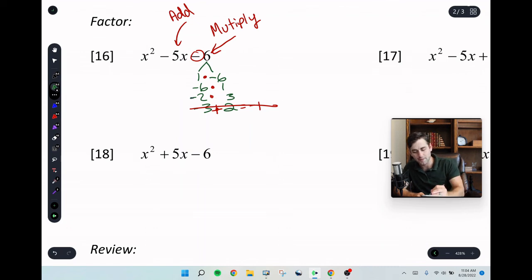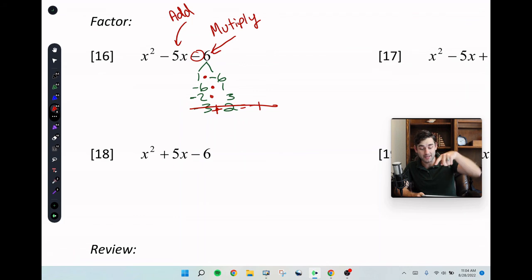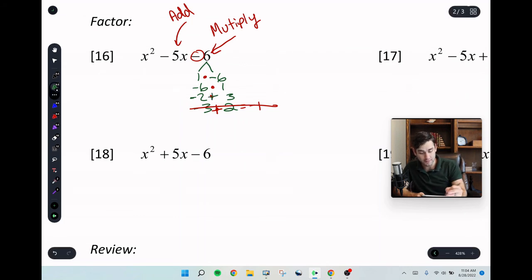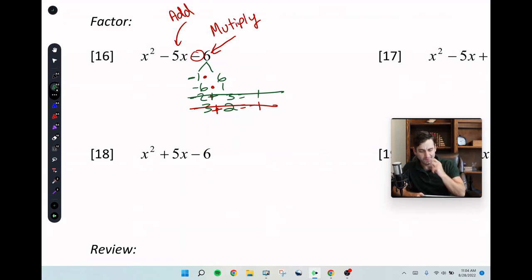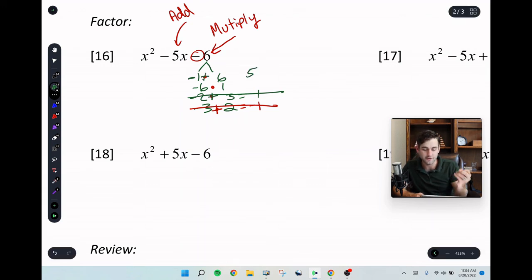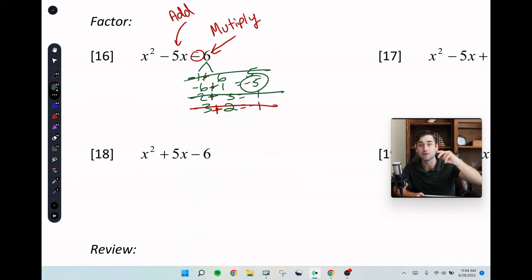There you go. 3 minus 2. If we add those together, that gets us 1. Nope. I did it again. The negative has to be flipped on the terms, otherwise I'm writing the same thing twice. So we've got negative 1 plus 6 gives us 5. Is 5 the middle term? Nope. And negative 6 plus 1 gives us negative 5. Holy moly, there it is. So there are our two factorable terms.